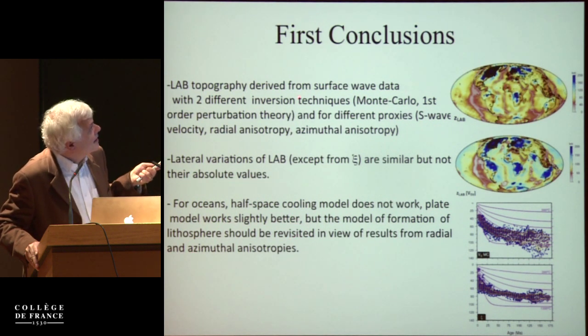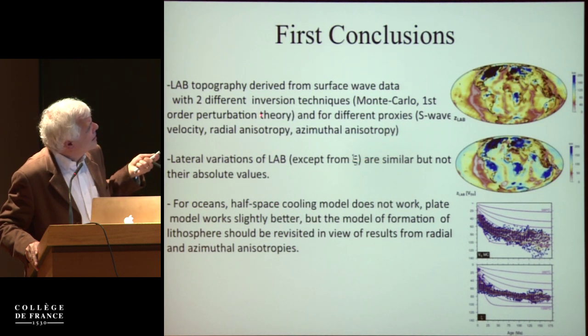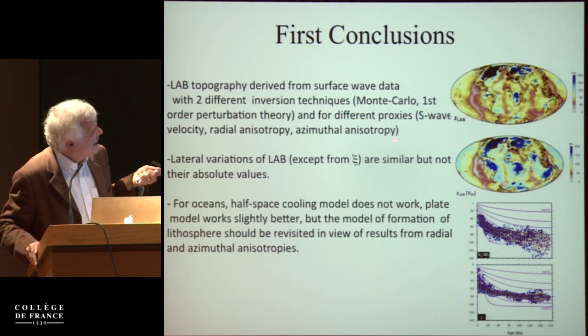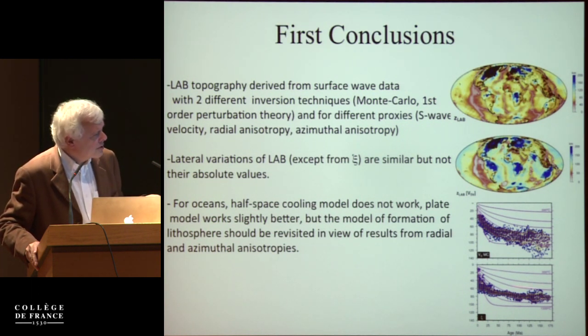And so what we observe is that we explore different proxies by using S-wave velocity and anisotropy. For the lab derived from VS, we find the same lateral variation of lab between isotropic and anisotropic inversion, but a different absolute value, which is due to anisotropy. And if we consider the radial anisotropy, we see that we have a different image. Now we have something which is almost constant, and the age variation is very small.